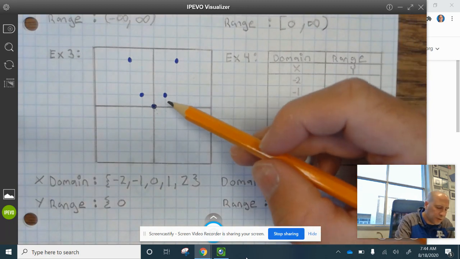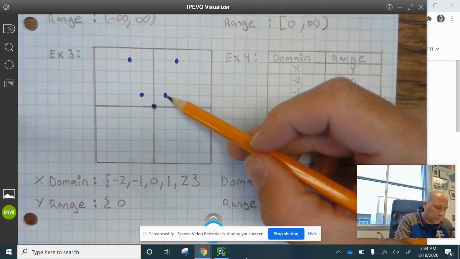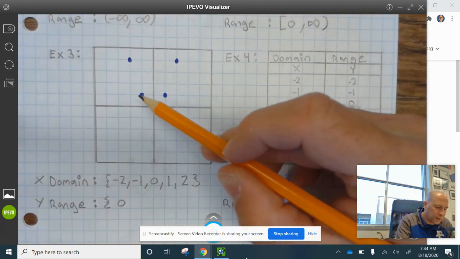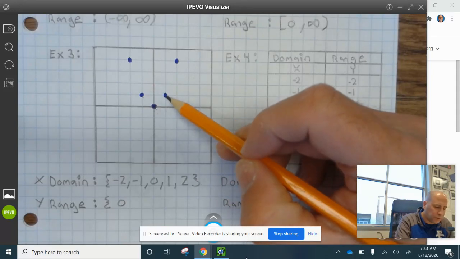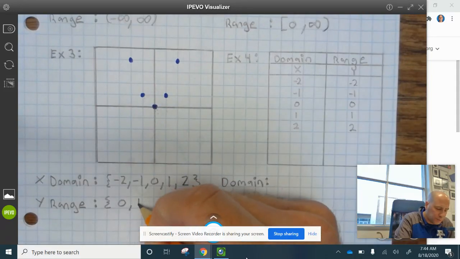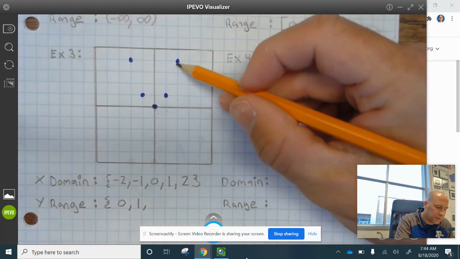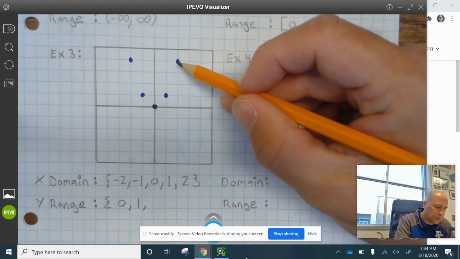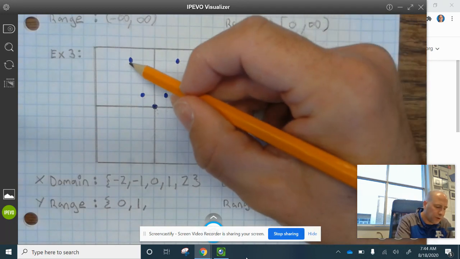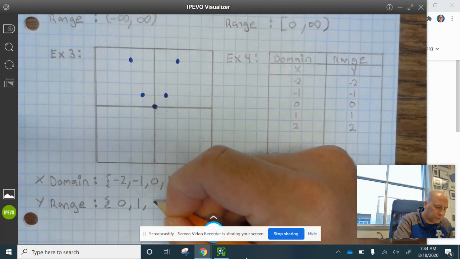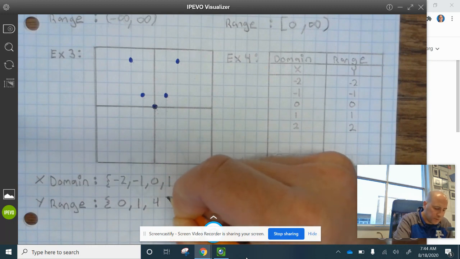Now here you'll see that the y value for this point is 1 and this point is 1. Well, you only have to write it once, so that's 1. And then you see here that the y value of this point is 1, 2, 3, 4, and the y value of this point is 4. So you only have to write 4 once.